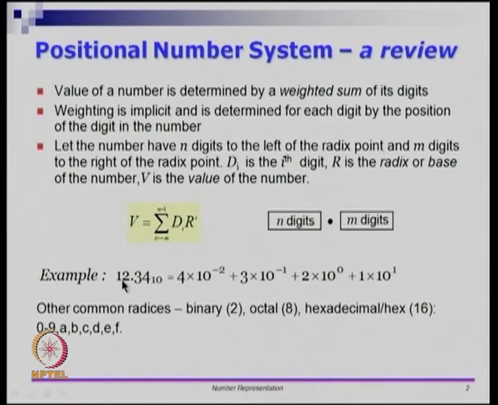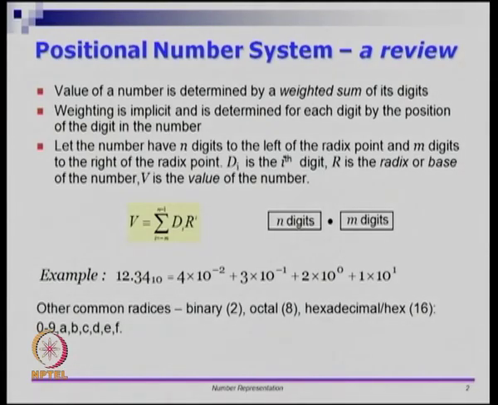For example, we looked at 12.34 base 10. This has 2 digits in the front and 2 digits after the decimal. So, you start with this one: this is 4 into 10 power minus 2 plus 3 into 10 power minus 1 plus 2 into 10 power 0 plus 1 into 10 power 1, that is the equivalent value and that is the representation 12.34. If I give you some number like 111.101 base 2, then you would be able to interpret that by putting appropriate weights and so on. This is something that we already know.